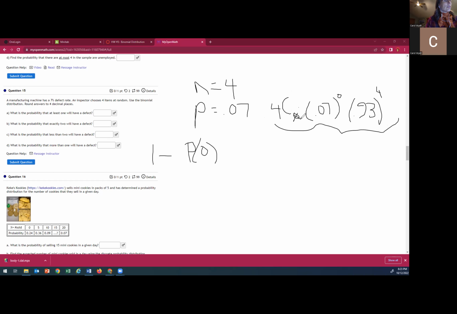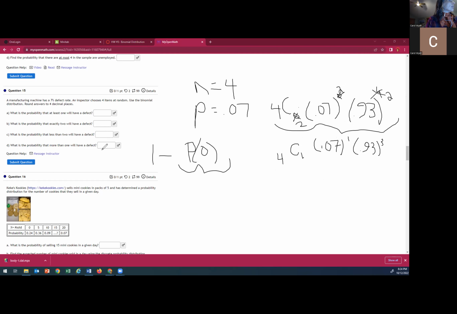For exactly 2, change this to 2. Change this to 2. And change this to 2. 2 defective, 2 not defective. Probability less than 2 would be 0 or 1. We calculated 0 here. Calculate 1. Change this to 1. Change this to 1. Change this to 3. Yeah, 1 defective, 3 are not. And add that with what you got for 0.